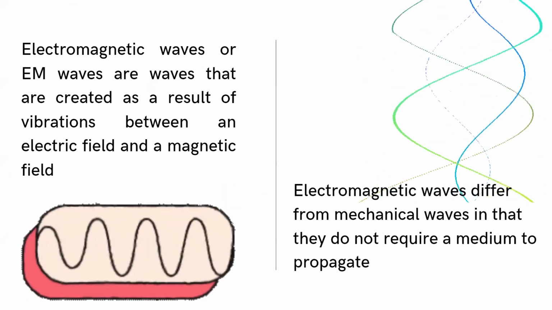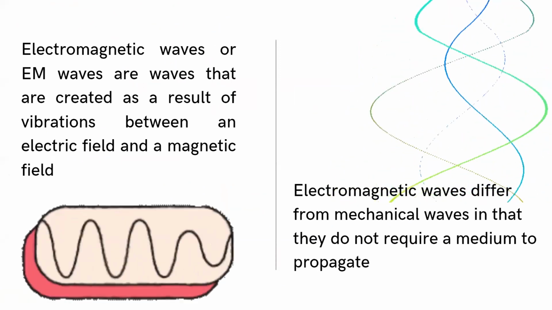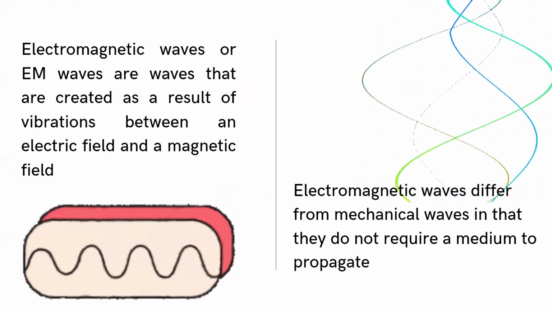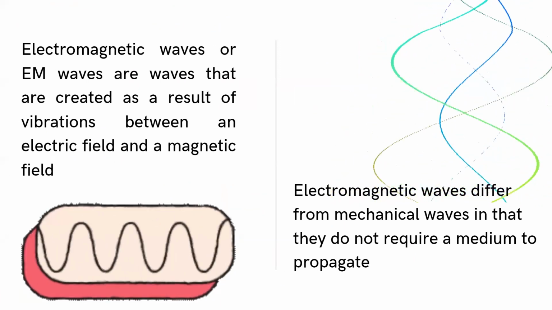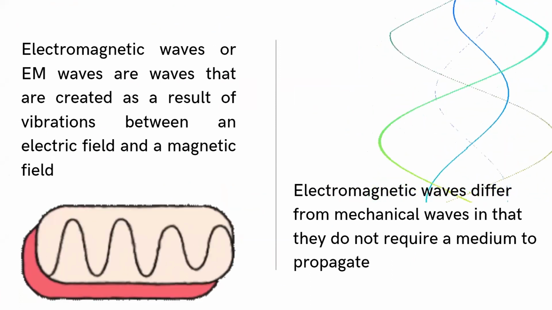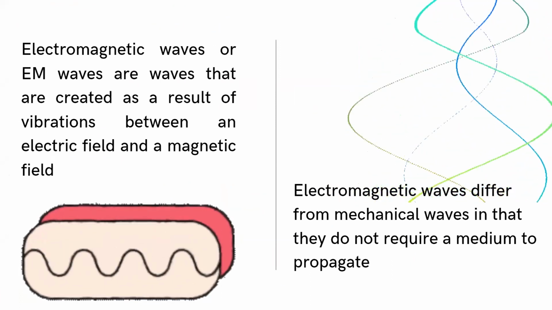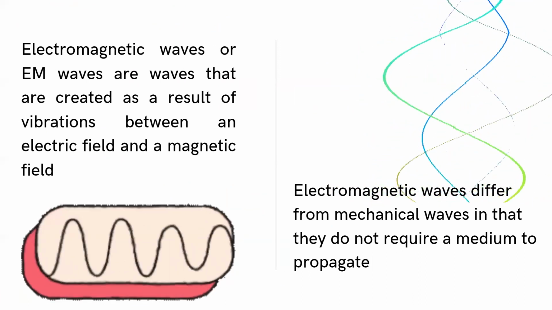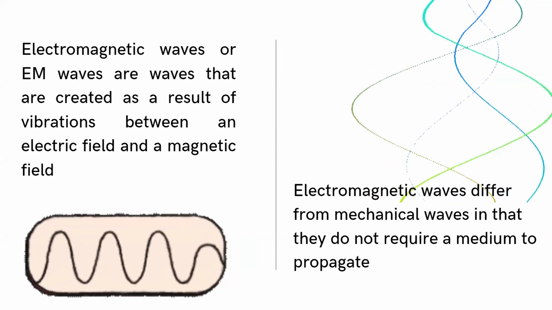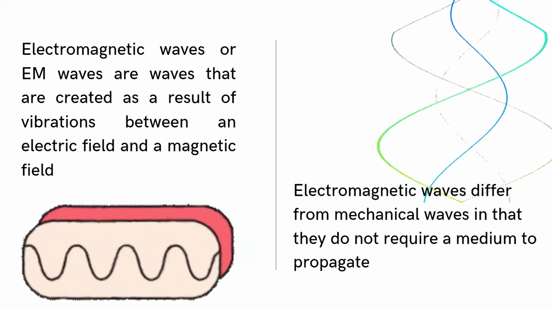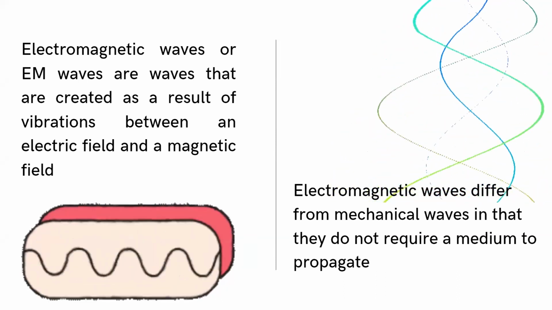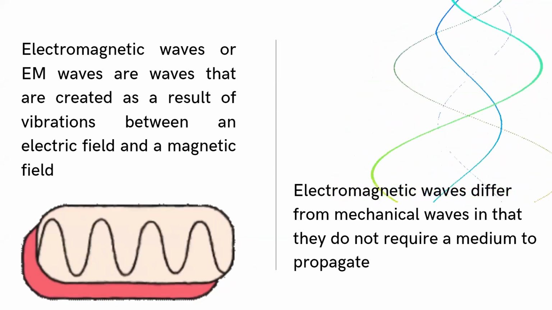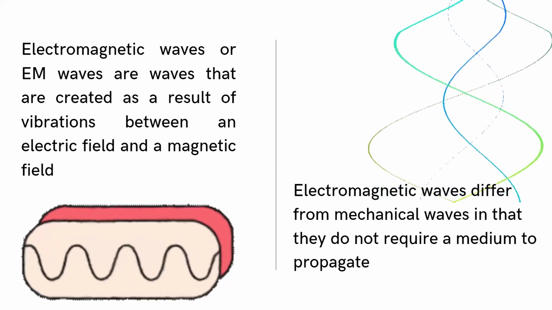EM waves, or electromagnetic waves, are created as a part of the vibrations between the electric and the magnetic field. We have an idea that there are different categories of waves. The most common is the mechanical waves. Is there any difference between mechanical waves and EM waves? Yes, there is a difference. EM waves do not require a medium to propagate. That's the peculiarity of the EM waves.